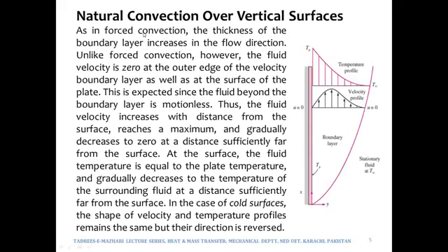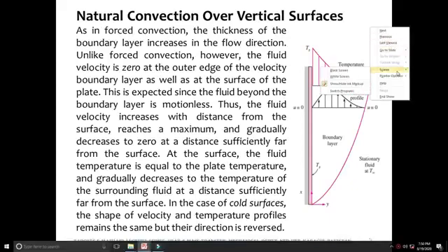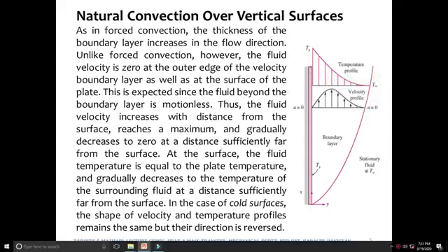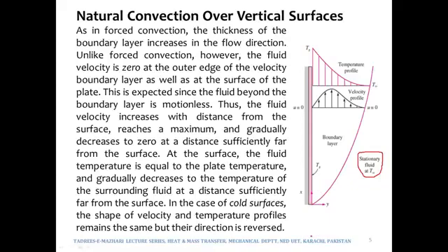Now we are discussing natural convection over vertical surfaces. In here you can see that this is the vertical surface and there is a stationary fluid which is at T infinity. So there is a stationary fluid beside this surface. Of course the fluid would be stationary since it is not forced convection.